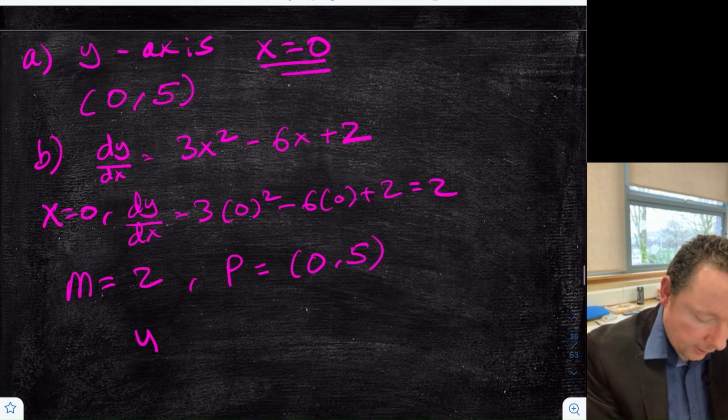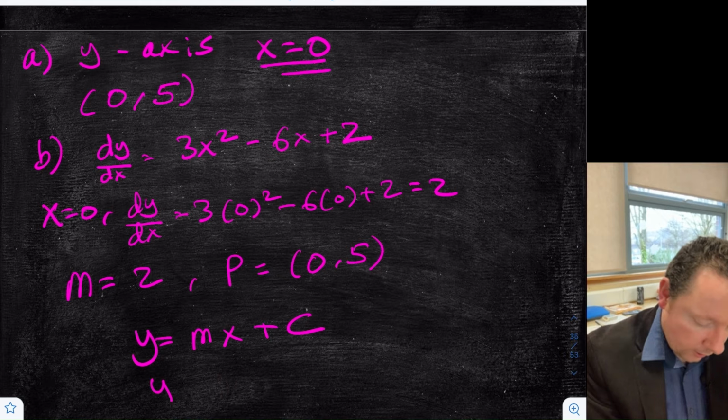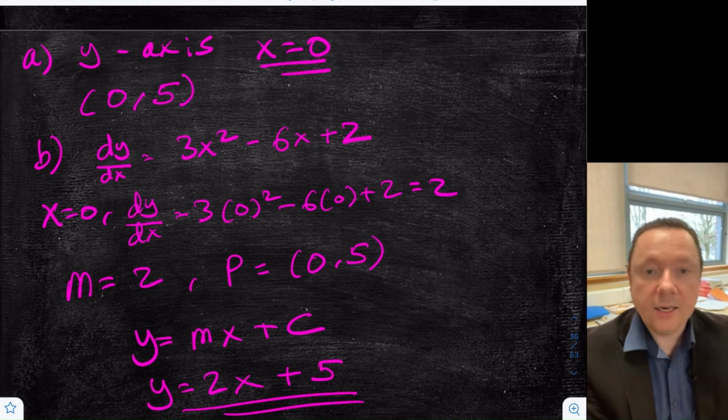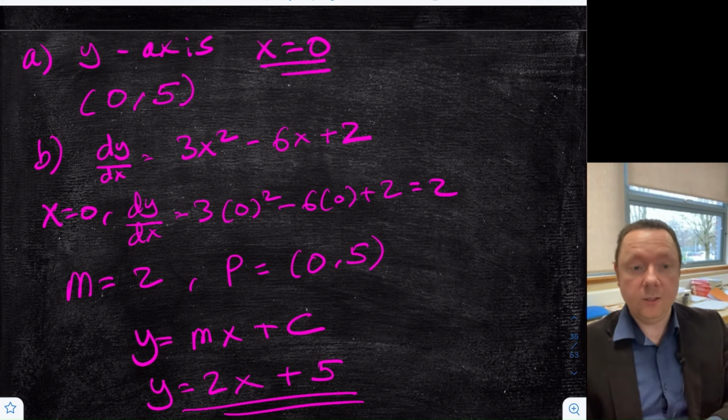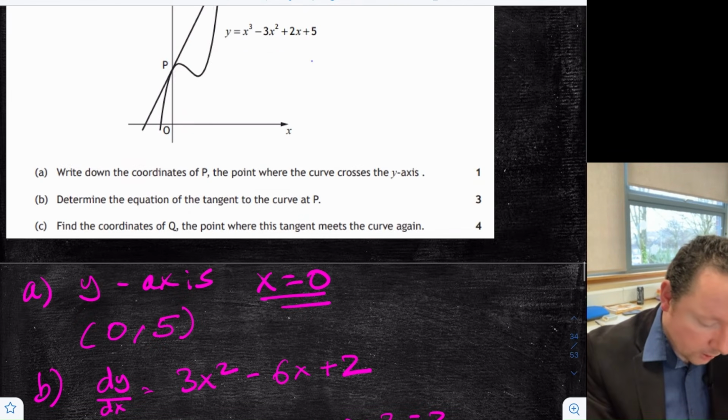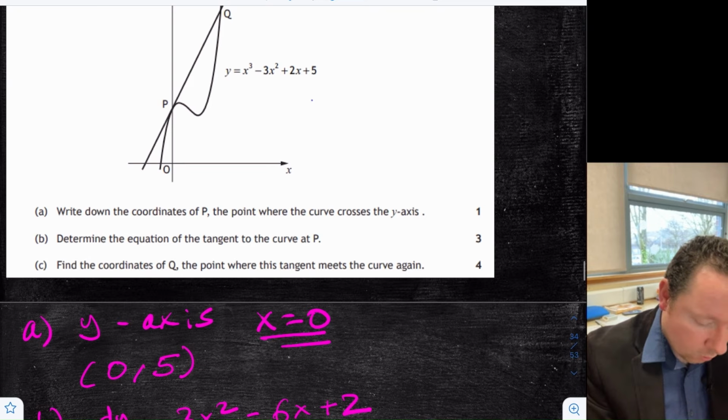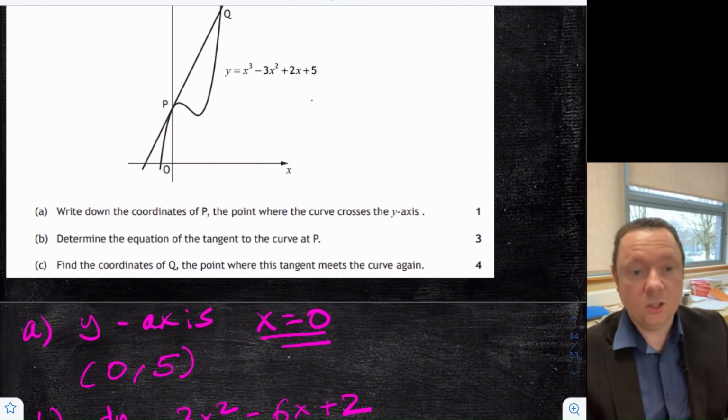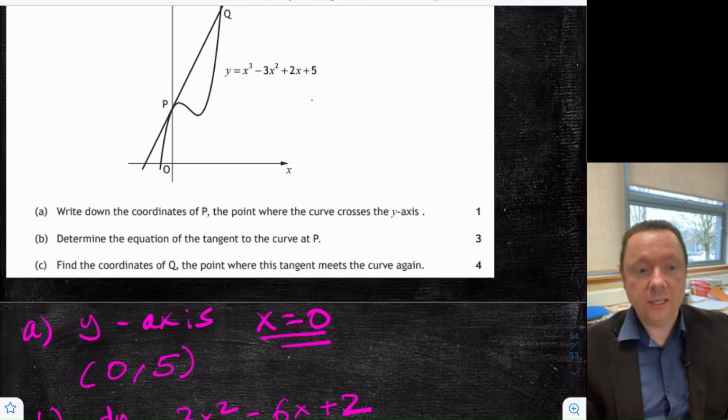So y equals mx plus c is the easiest one to use here. Y equals 2x plus 5. Or you could use y minus b equals m(x minus a) and still get 2x plus 5. Question C. Find the coordinates of Q, the point where the tangent meets the curve again. So you're just going to solve simultaneous equations here.